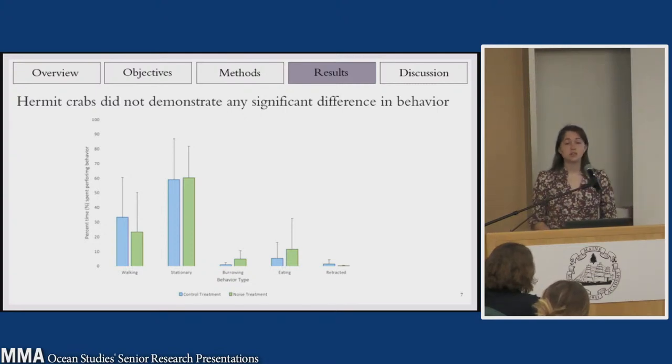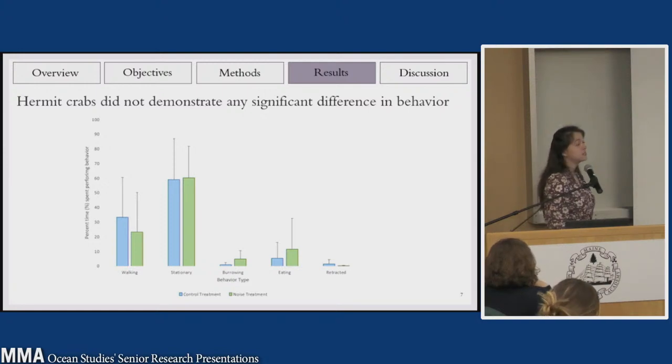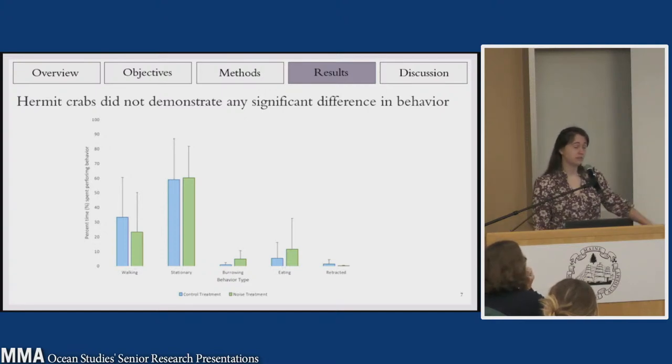Now, because this data was in percents, before I could do any stats on it, I first needed to transform it using an arcsine transformation function. But from there, I was able to run a series of paired t-tests to determine if there was a significance in the amount of time hermit crabs spent performing these behaviors in the control versus the noise treatment periods.